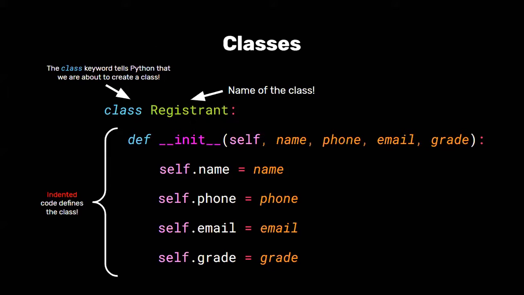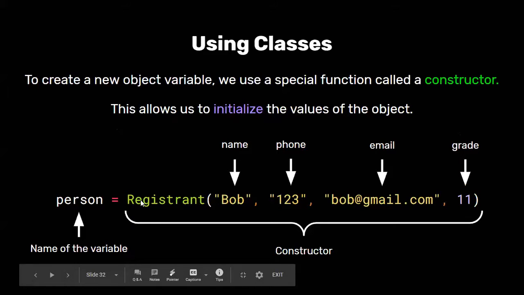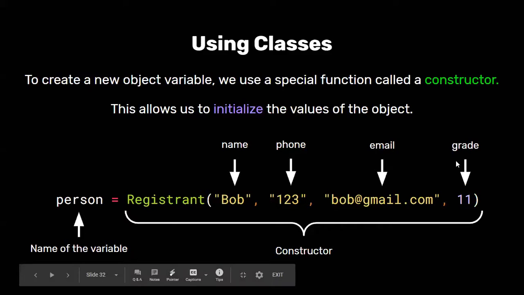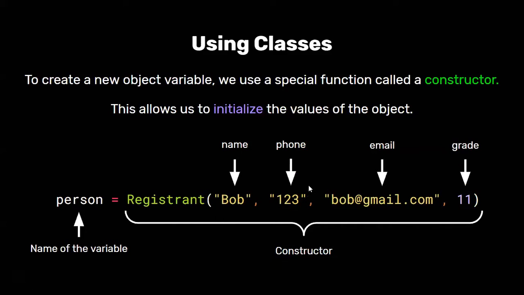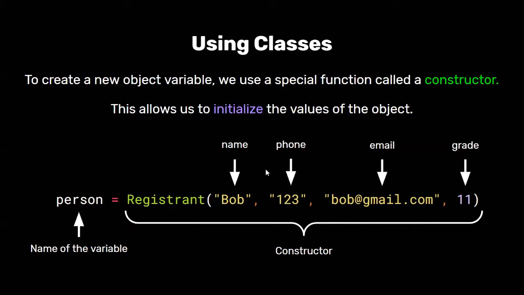So how do we actually go about using something like this? Here's an example of actually creating an instance of this registrant class. We can create a variable like we've always been doing, just call it person and set it equal to Registrant with its capital R and pass in the four parameters, just like we've been doing. We're essentially calling a function, but instead of giving us an int, a string, or a float, we're actually going to be getting an object, which is just a collection of data instead of just one bit of data.